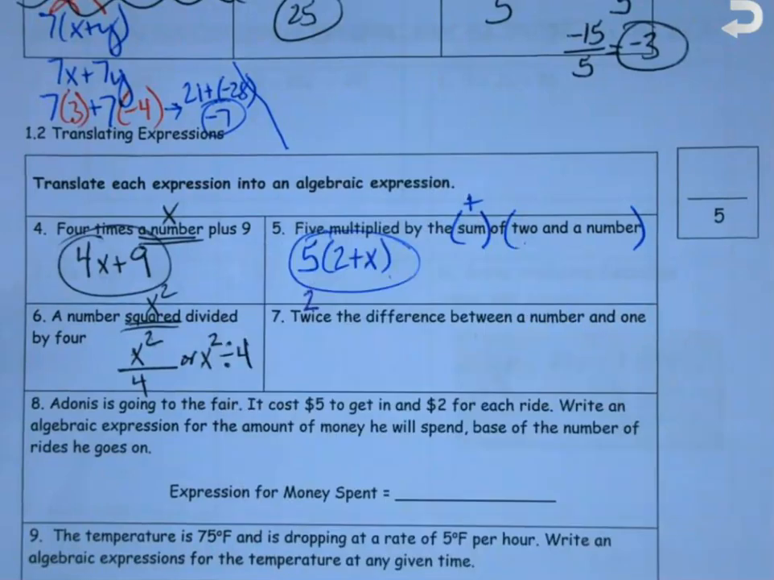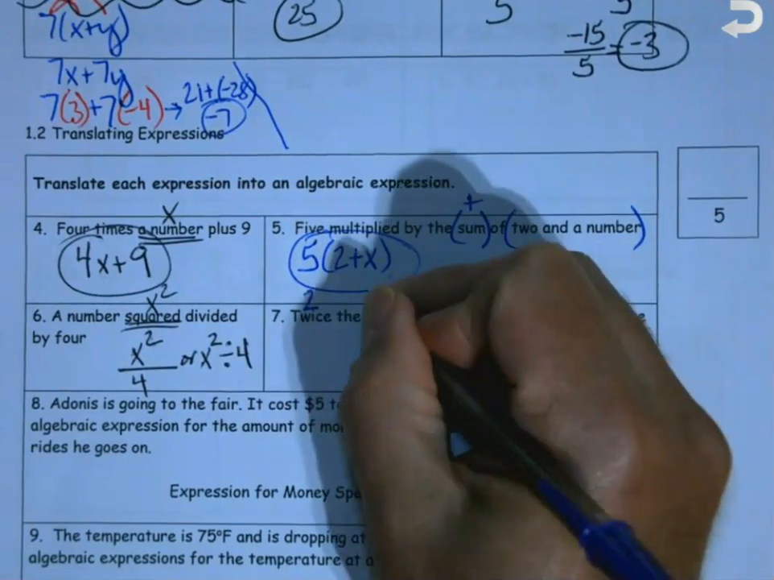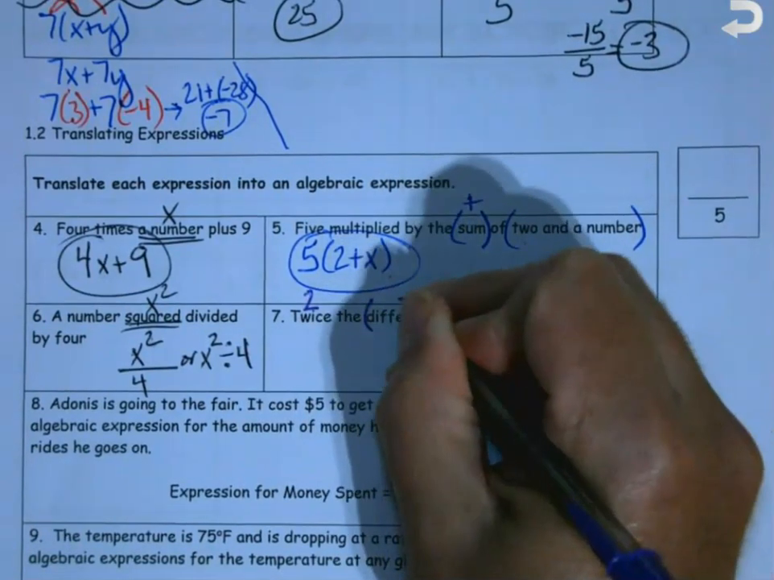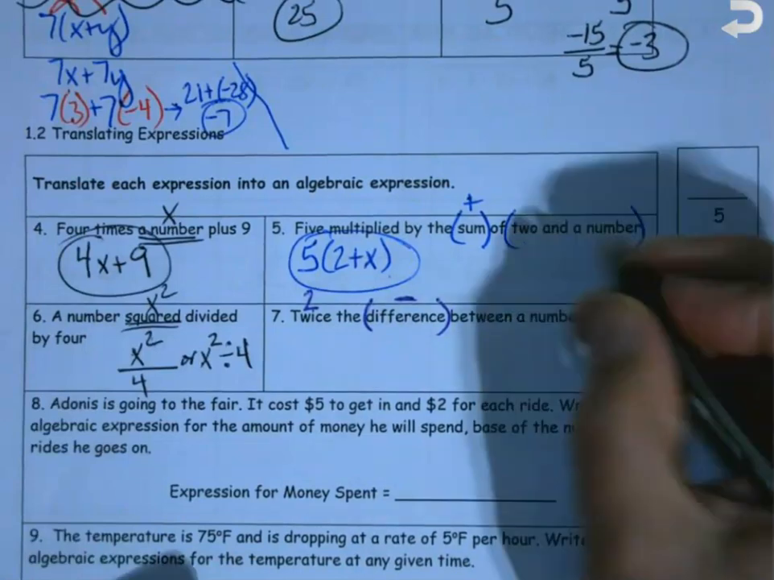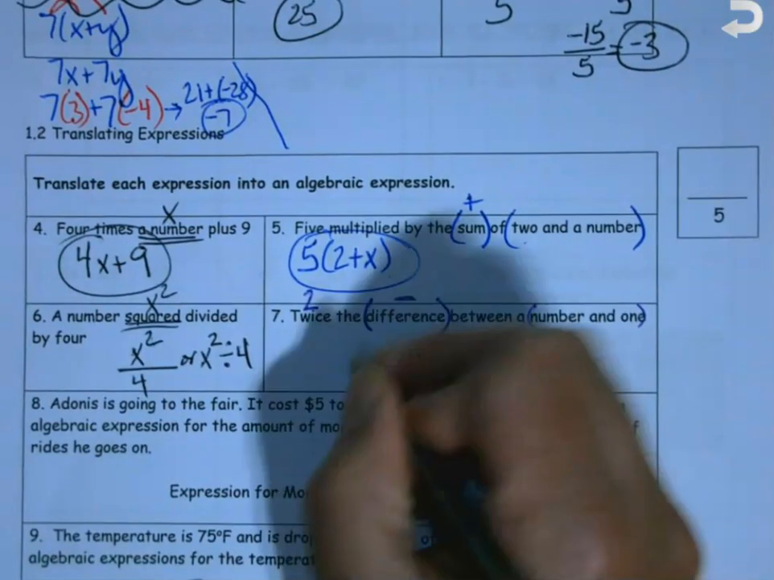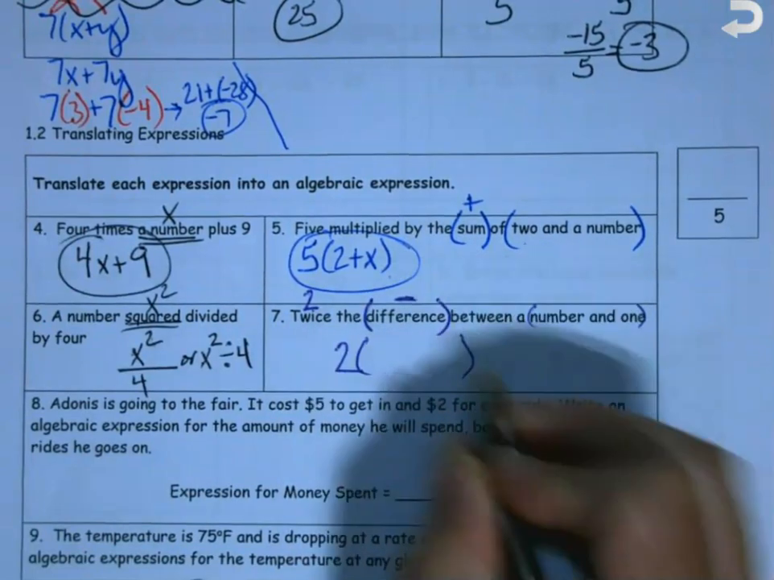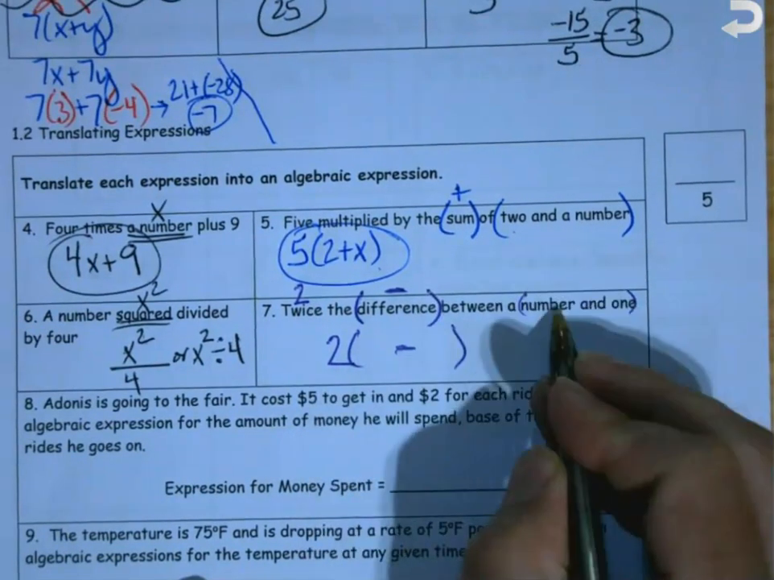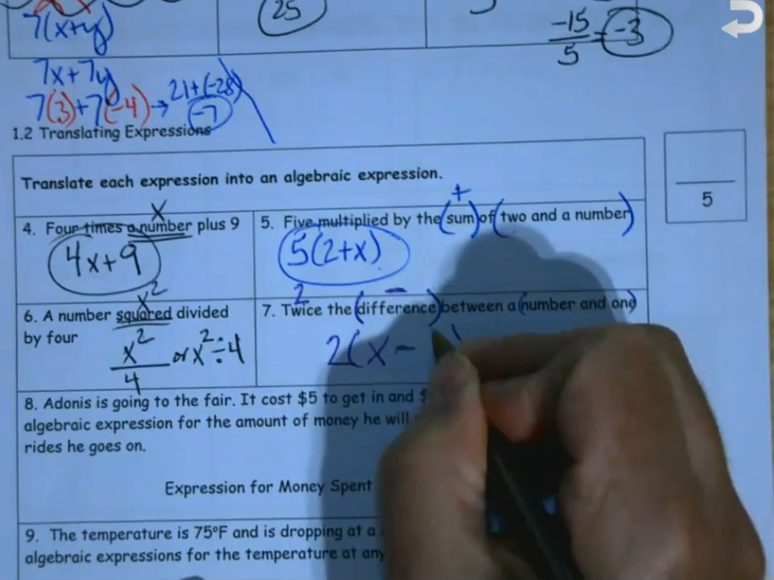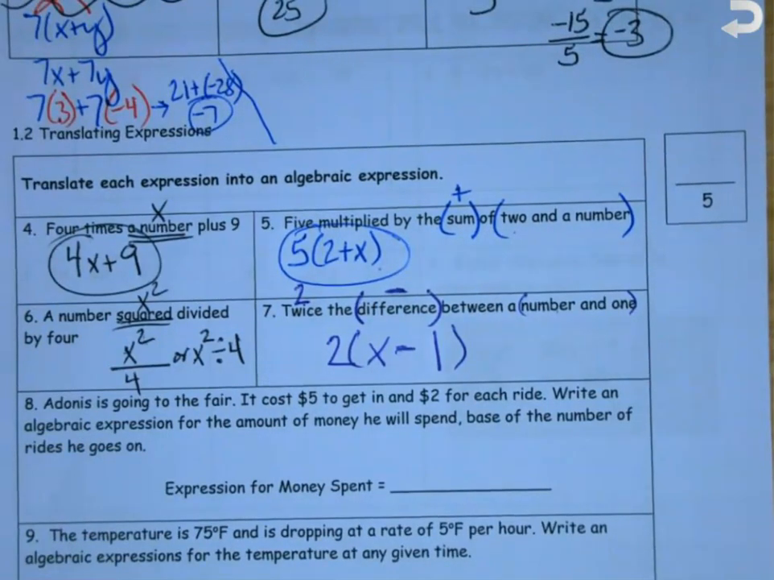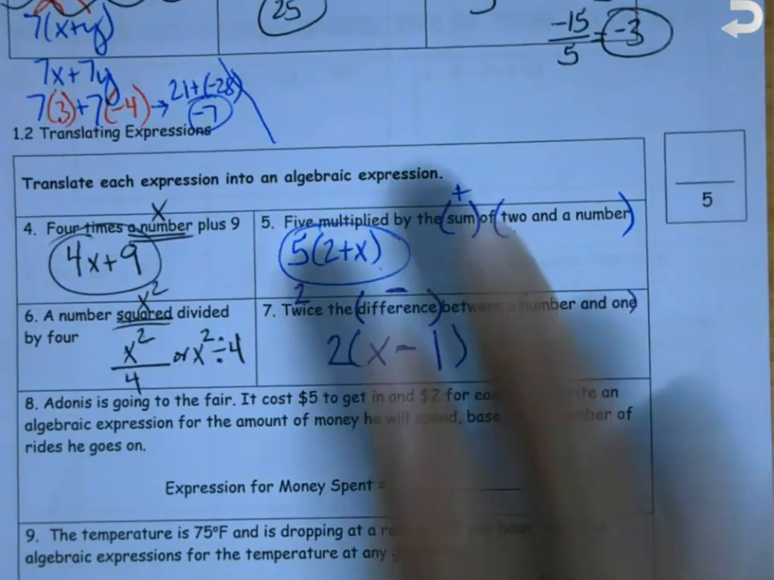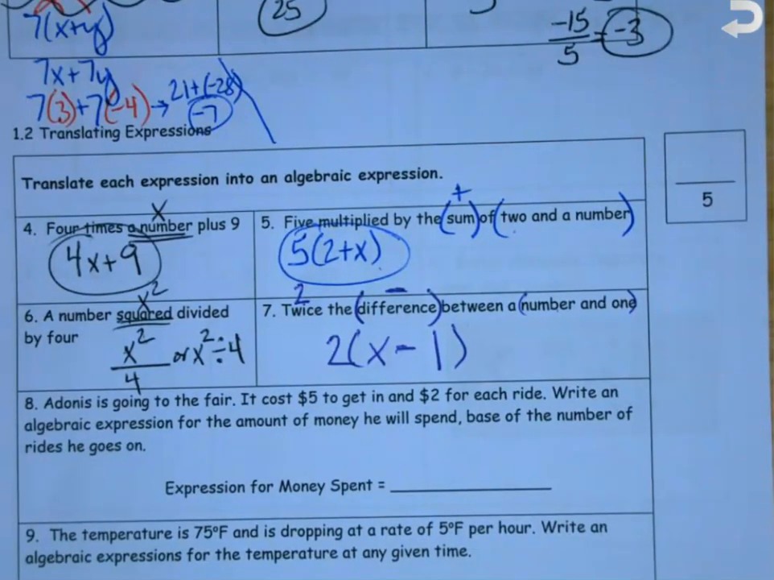Twice 2. Difference between a number and 1. Twice, 2 times the difference of a number and 1. Magic terms right there. Okay.